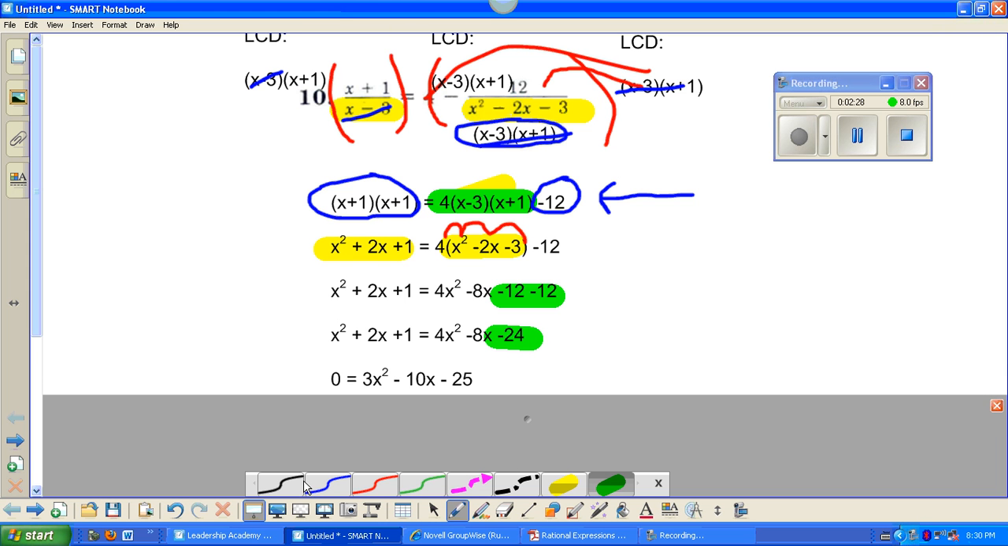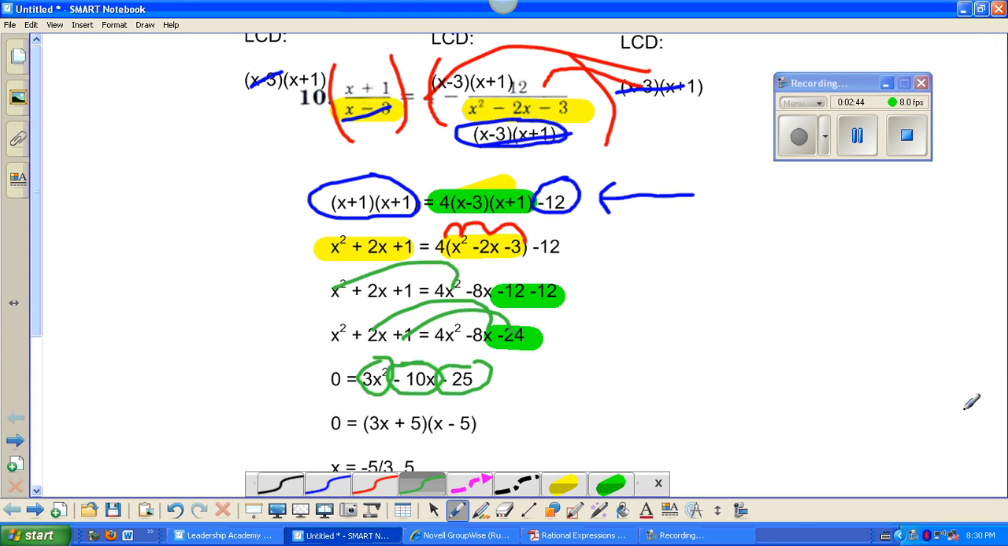Then I brought everything over to the other side. So I brought this x squared over here, and that's how I yielded a 3x squared. I brought the 2x over, and that's how I yielded a negative 10x. And then I subtracted 1 from both sides, and that's how I got negative 25. Then I went ahead and factored 3x squared minus 10x minus 25 here. And then I set each of those factors equal to 0 to come up with negative 5/3 and 5.